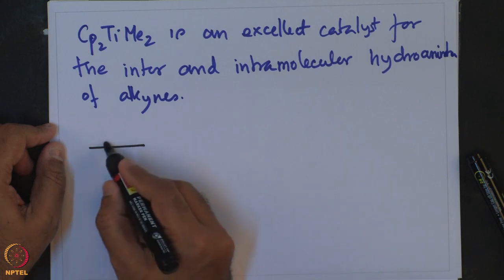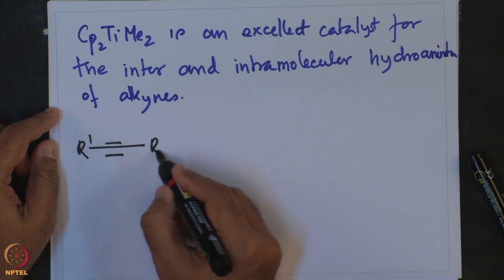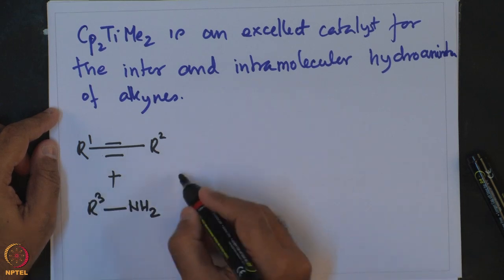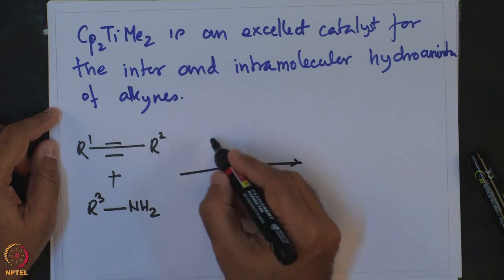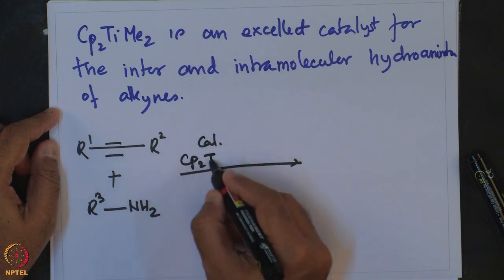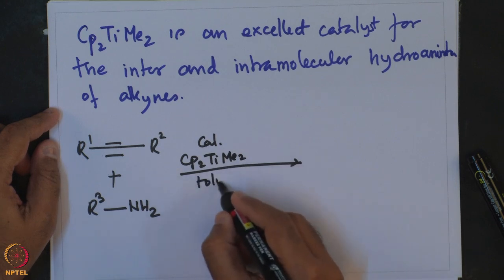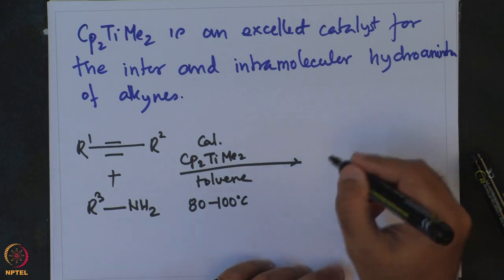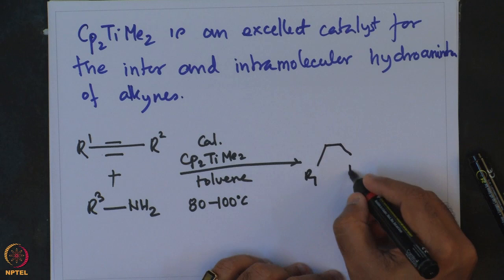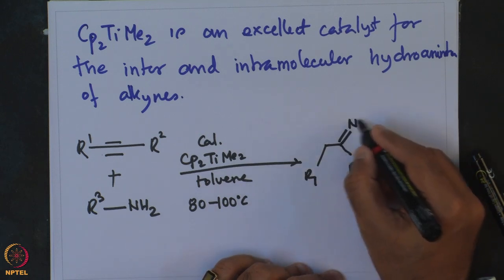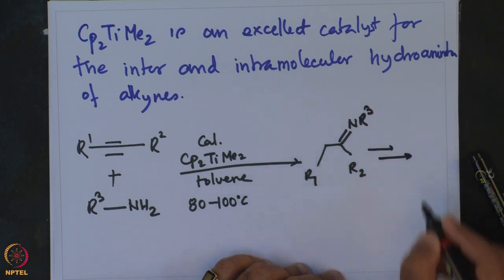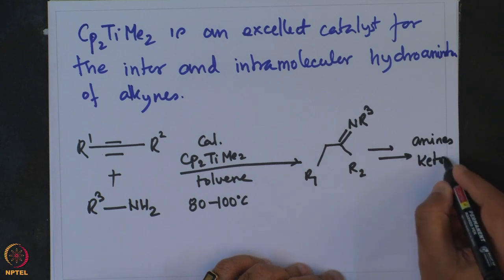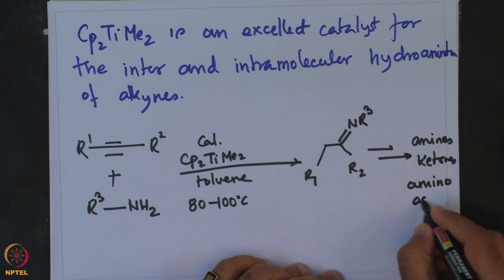For example, the alkyne R1, R2 plus R3NH2 in the presence of the catalyst Cp2 titanium dimethyl in toluene at 80 to 100 degrees centigrade provides this hydroaminated product with R1, R2 and R3, which under further conversion gives amines, ketones, amino acids, etc.